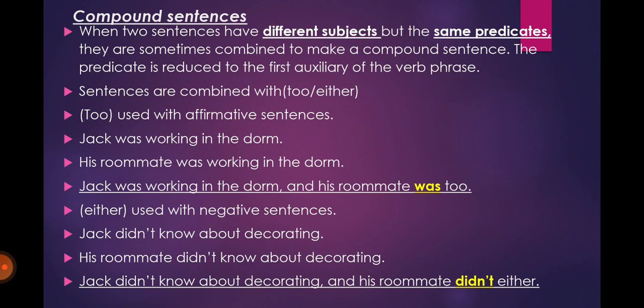Either is used with negative sentences. If I say Jack didn't know about decorating, his roommate didn't know about decorating, so I can combine these sentences to get a compound sentence like Jack didn't know about decorating and his roommate didn't either.